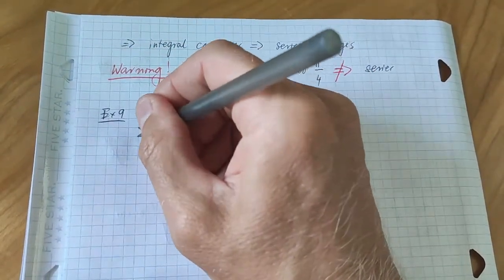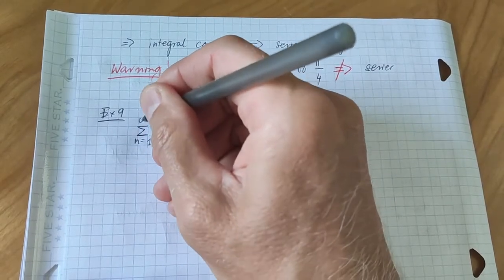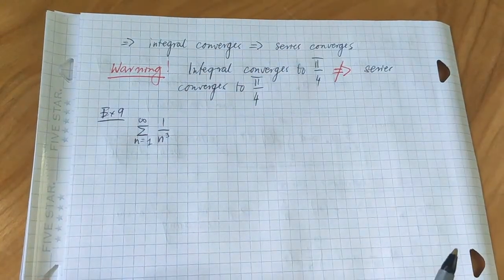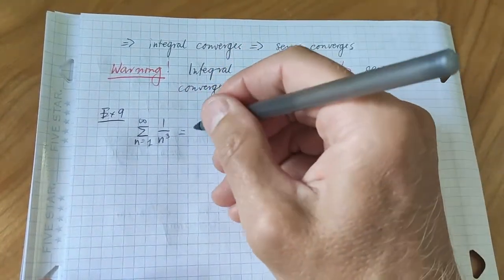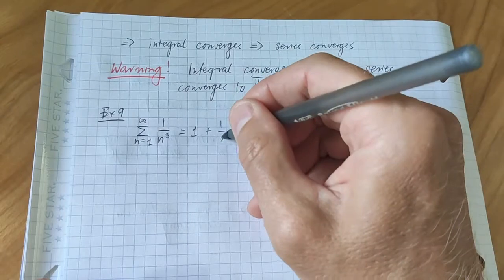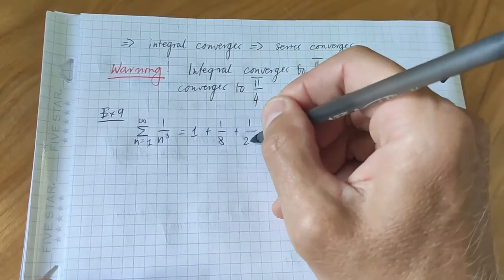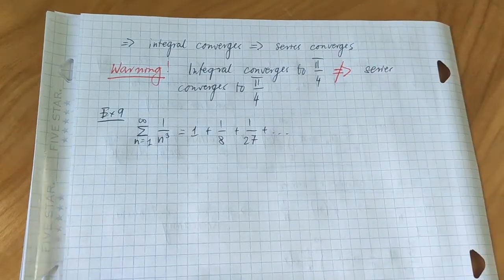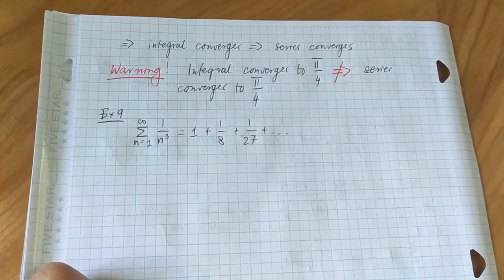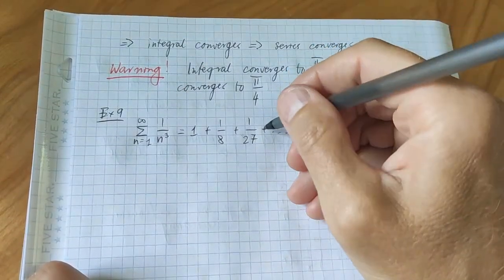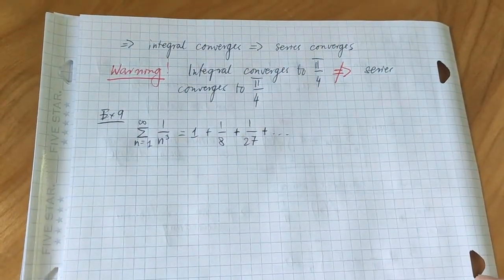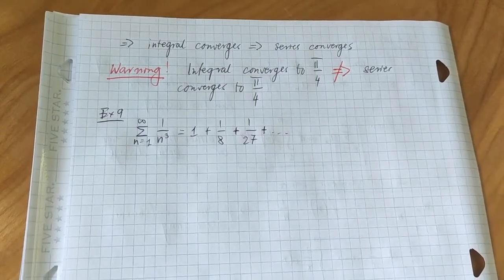And we have something like this, the sum from 1 to infinity of 1 over n cubed. Okay, as usual, a couple of terms. So the first one is 1, then if n is 2, 1 over 8, 1 over 27. Okay, so we can see that the terms are tending to 0 quite quickly. So my suspicion is that this series converges, but we don't know for sure, so we need to check it.